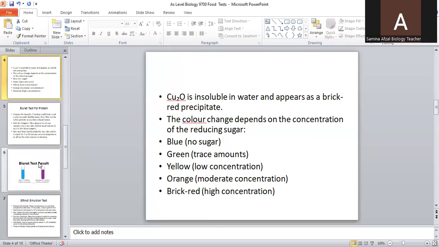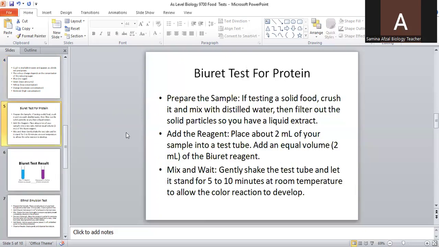Now I would like to move to the second test, which is the Biuret test. This test is performed to find out the presence of proteins in the given solution. So in this regard, first of all, you have to prepare the sample. That is, you need a test tube in which you will take some amount of the given solution.